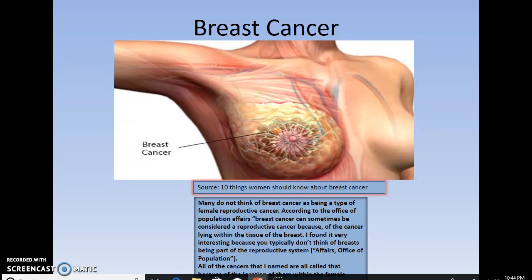On to breast cancer. Many do not think of breast cancer as being a type of female reproductive cancer. According to the Office of Population Affairs, breast cancer can sometimes be considered a reproductive cancer because of the cancer lying within the tissue of the breast. I actually found it really interesting because you typically don't think of the breast as being part of your reproductive system. All of these cancers are named mainly because of the areas that they are in. So cervical cancer is in the cervix, breast cancer is in the breast. So it's all mainly named based on the location of the cancer.